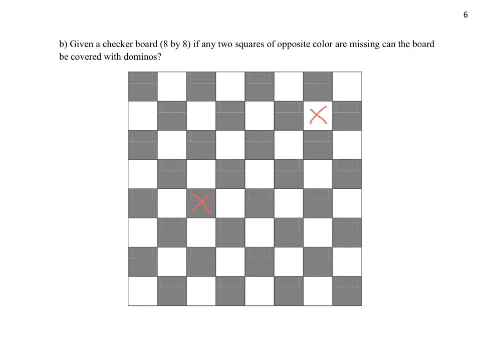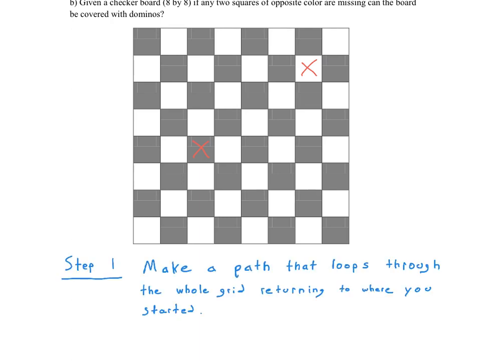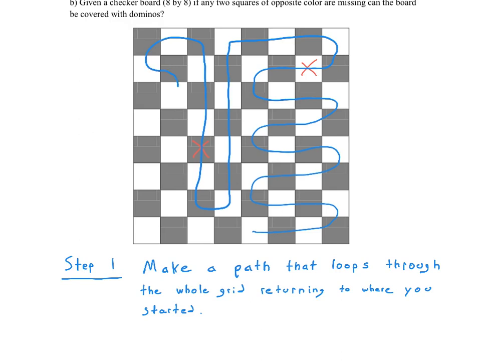Let's work on step 1. In step 1, what we want to do is make a path that loops through the entire grid. Any pathway that works is just fine. There could be lots of them. Let's say I start here and I loop back and forth. I have to go through every square in the whole grid and come back to where I started. So I don't want to go back to where I started just yet. And maybe I'll loop like this, looping through and returning back to where I started. That's one example of how you could do this.